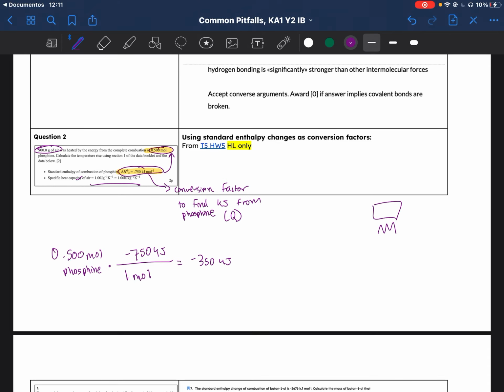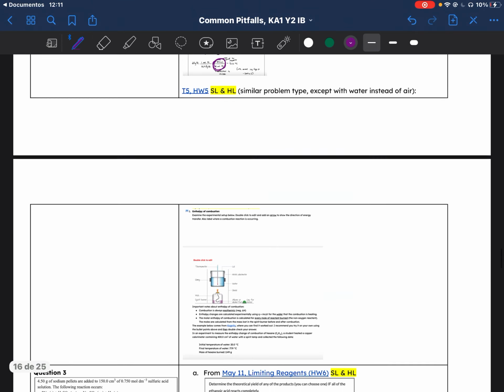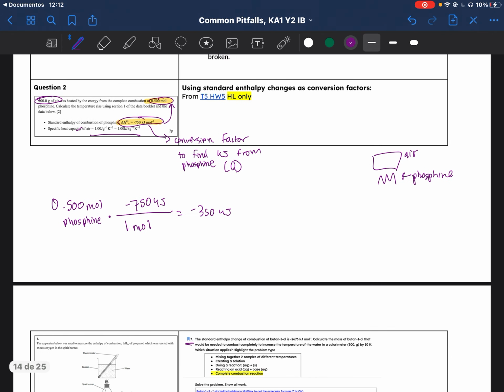Now, if you imagine your phosphine was the thing combusting, and then the energy was released into the air, that's very, very similar to the problem that we saw here with the spirit burner. With the spirit burner, we were dealing with water instead of air, but you should have been able to apply that same idea. So then we take the energy that was released from the phosphine, we assume it all went into the air. I can say negative 350 kilojoules equals. Now, here's where you need to be careful. If I'm using kilojoules, I need to use kilograms.